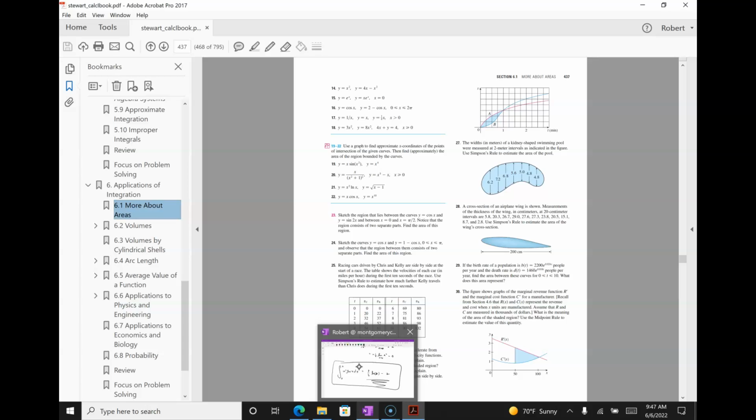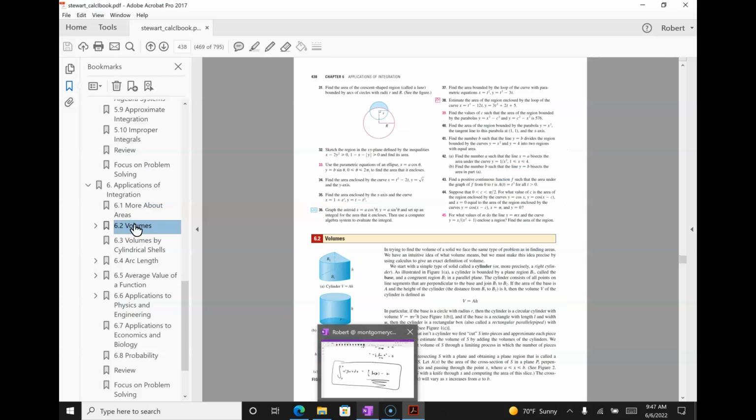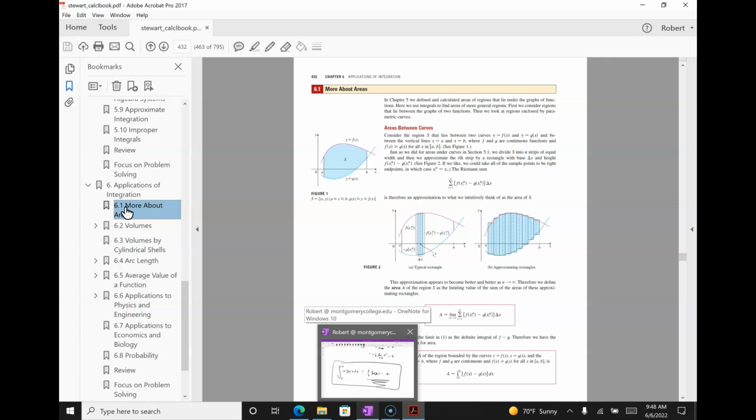So there's not much to do today because volumes are tough. The volumes are where we're going to run into trouble. But we'll do a couple of problems from 6.1. 6.1 is very easy. All we're talking about is area between curves.